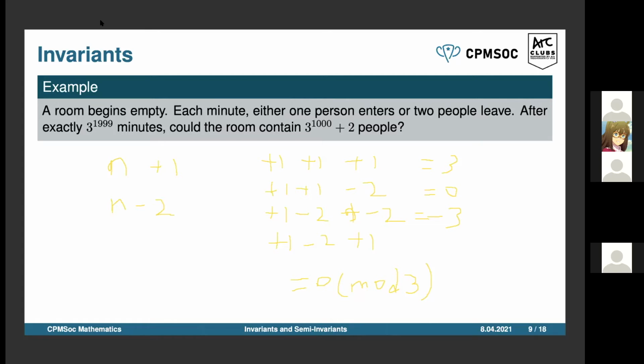So for every 3 minutes, the number of people in the room does not change when you consider the number mod 3. So if we're starting with zero people in the room, then you know that after some multiple of 3 minutes, the number of people in the room should also be 0 mod 3.